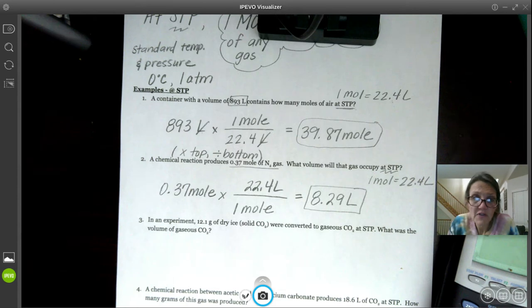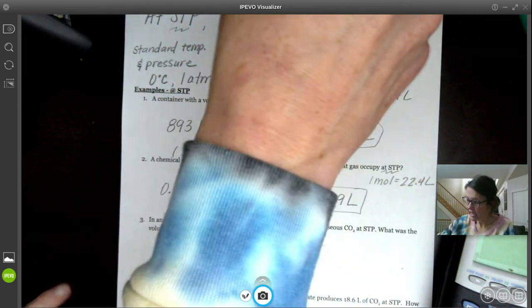Okay, pretty straightforward. Notice that the conversion factor is always the same. Unlike mass problems, where the mass changes based on the identity of the element, here it doesn't matter. We worked with air in number 1. We worked with nitrogen in number 2. So that conversion factor, 1 mole is equal to 22.4 liters, is very important. All right, let's look at the next problem.